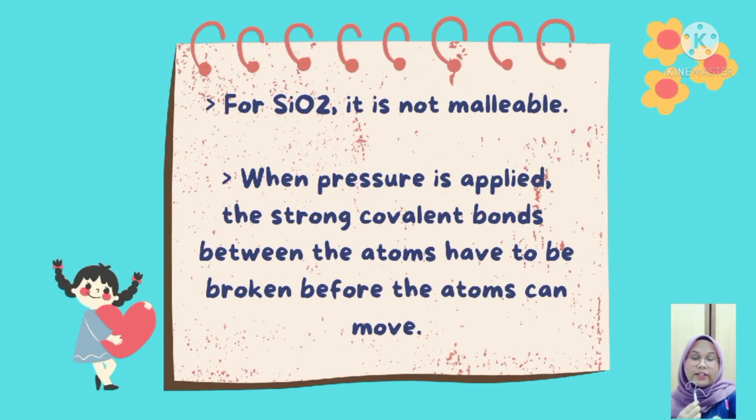But for silicon dioxide, we can say that silicon dioxide is not a malleable compound because when pressure is applied, the strong covalent bonds between the atoms have to be broken down. Only then can the atoms move.